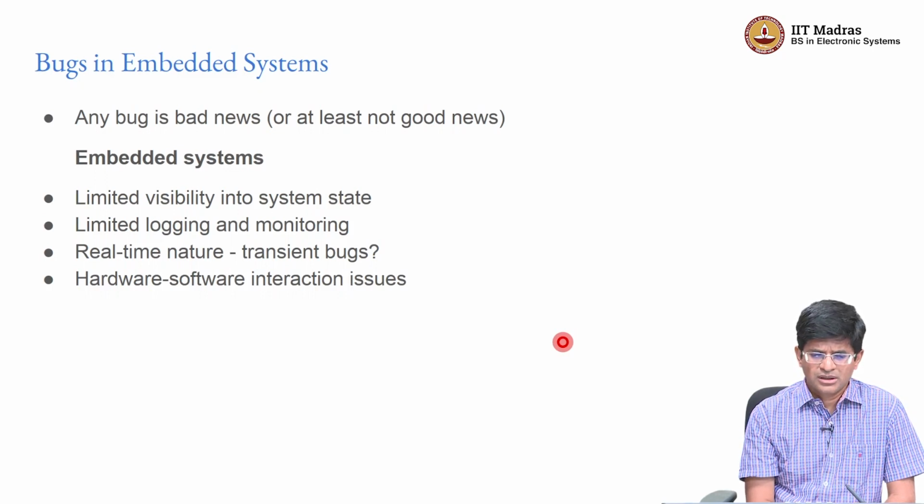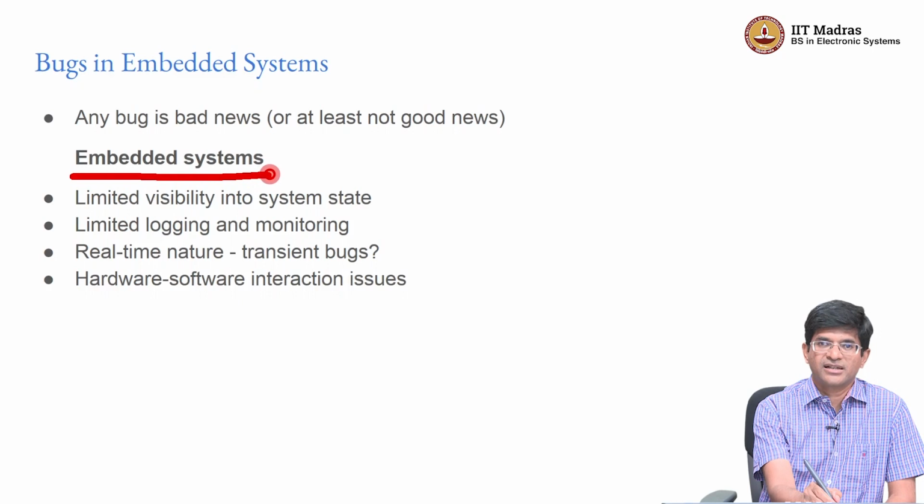Now, as we know, bugs are errors, yes. They could also be some kind of wrong behavior. So in general, whatever we classified as an error earlier is faulty behavior, right? Things that you don't expect the system to do. In general, any bug is bad news, right? But in the case of embedded systems, there are some features that make the presence of bugs much worse.